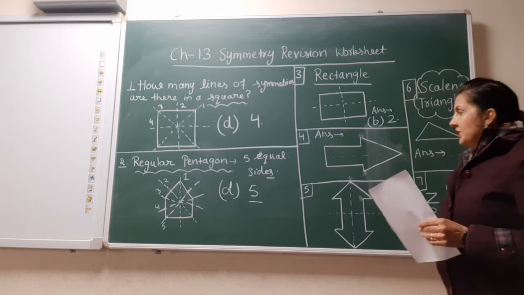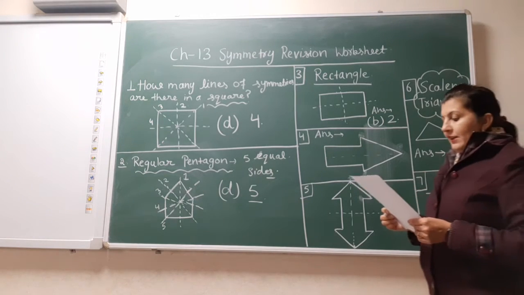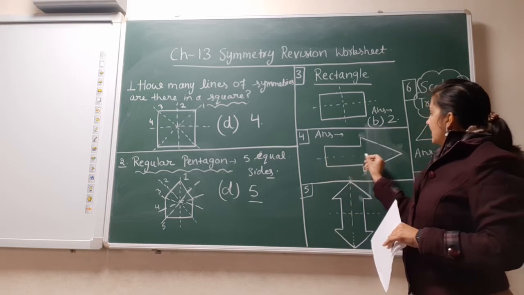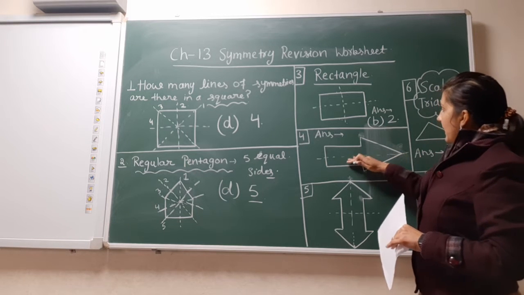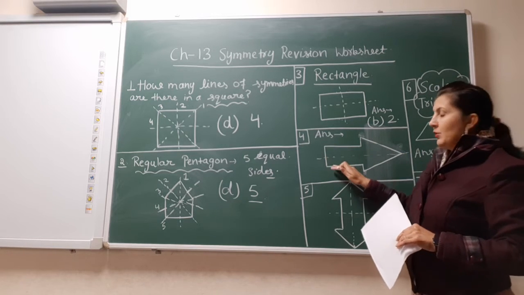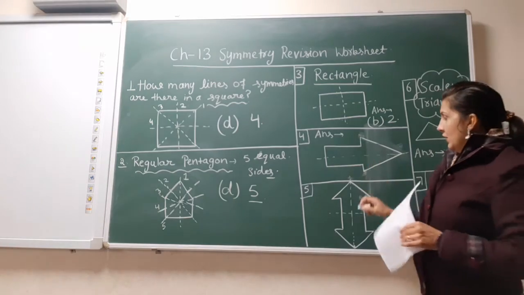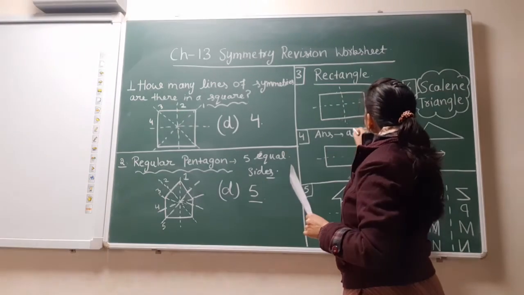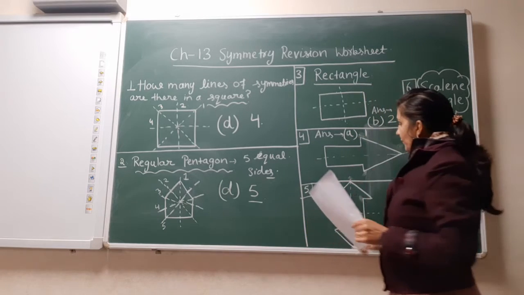Now comes question number 4, lines of symmetry in the figure. This figure is given. In this figure we see that this is the line of symmetry, the above part and the below part from this line are equal. So it has only one line of symmetry. So our answer is A, 1.